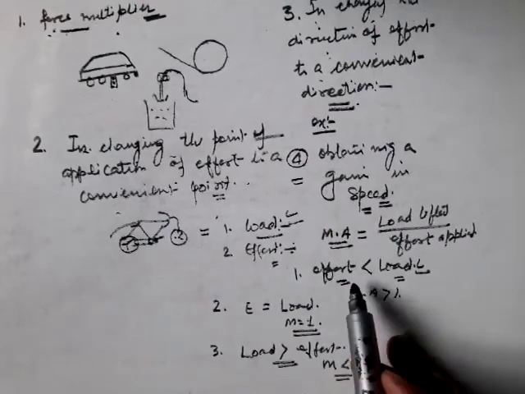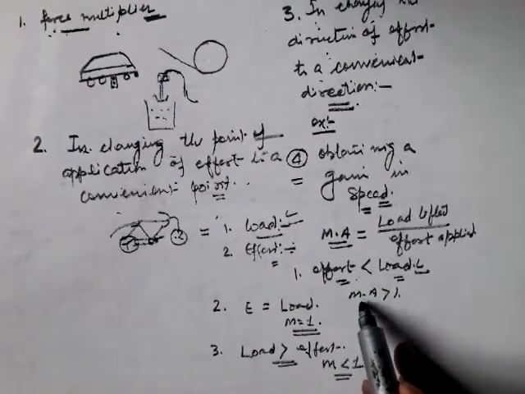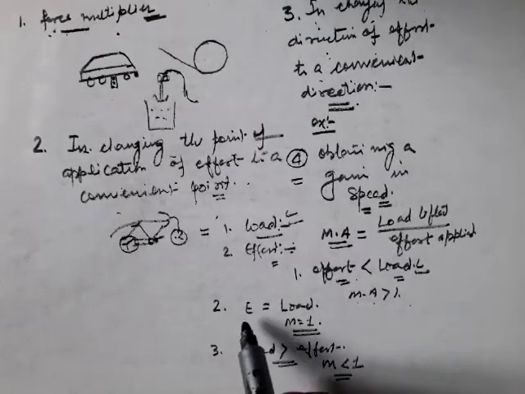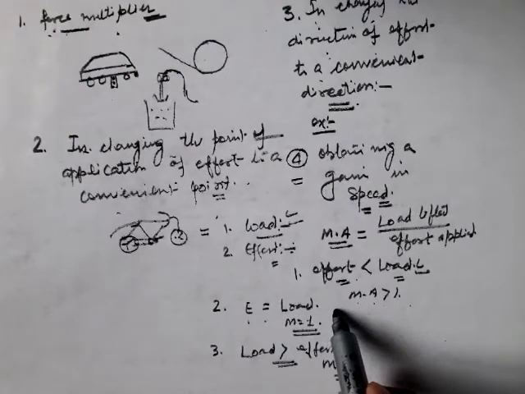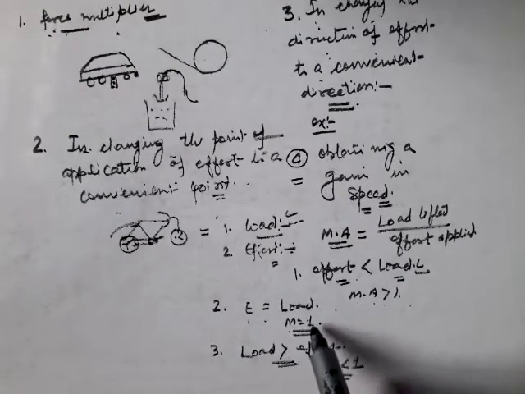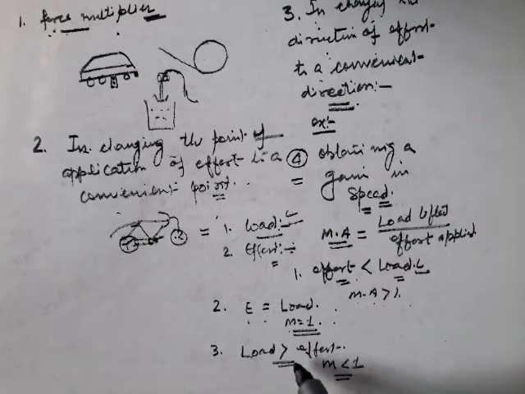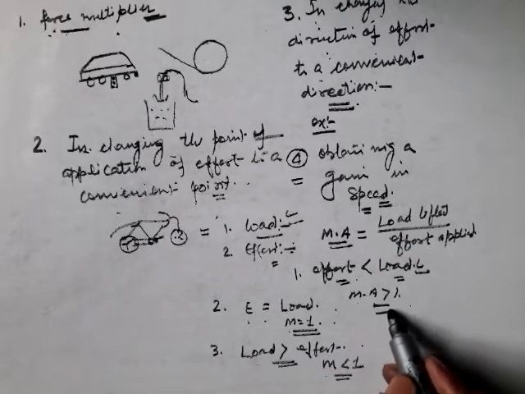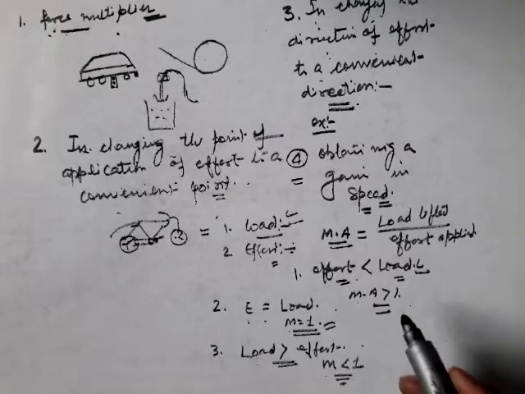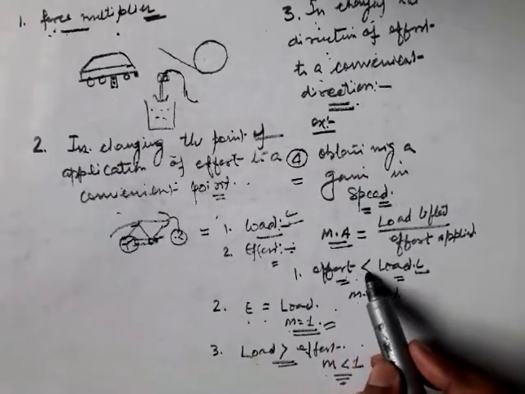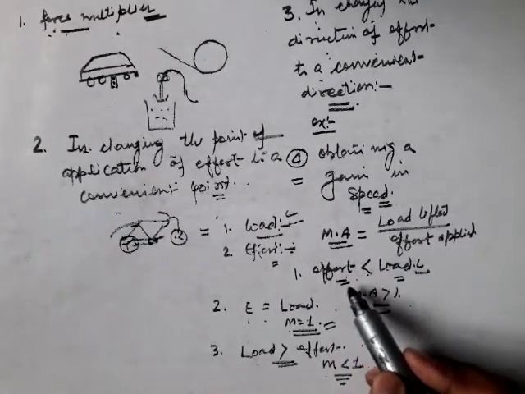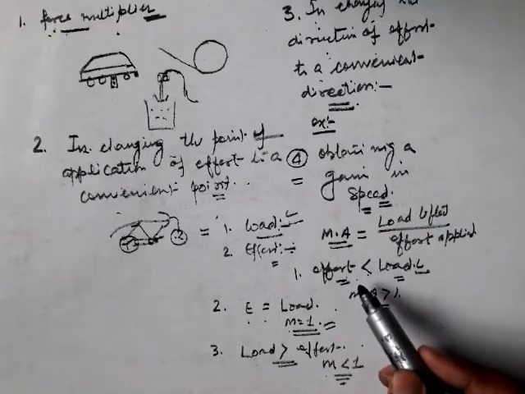If the effort is less than load, mechanical advantage is greater than 1, and if the effort is equal to the load, mechanical advantage is exactly equal to 1, and if the load is greater than effort, in that case mechanical advantage is less than 1. We will take some examples: if effort is less than load, how can we describe it with the help of an example.